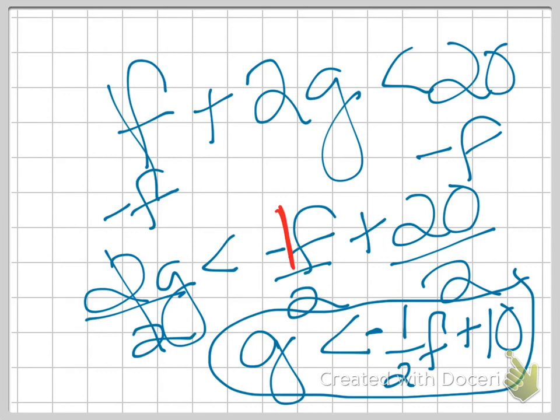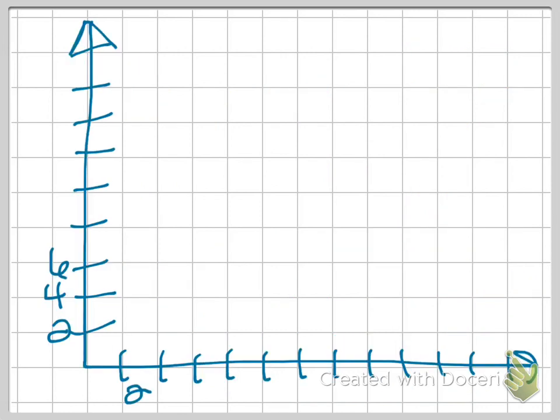We like the rise over the run because we have to graph it anyway. So we're going to need that rise over run. So let's go back and graph that right quick. So we're going to start on 10. That's negative 1/2. But won't negative 1/2 divided by 10 equal negative 5?